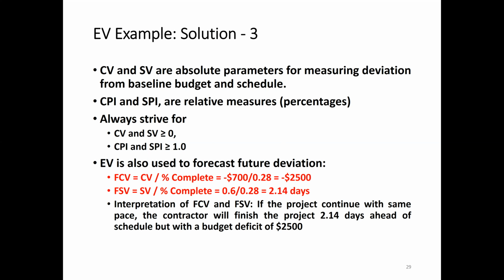Similarly, the interpretation is given below. Interpretation for future cost variance and future schedule variance: if the project continues at the same pace, the contractor will finish the project 2.14 days ahead of schedule with a budget deficit of 2,500. So it means we will be making a loss of 2,500 because the future cost variance is negative.